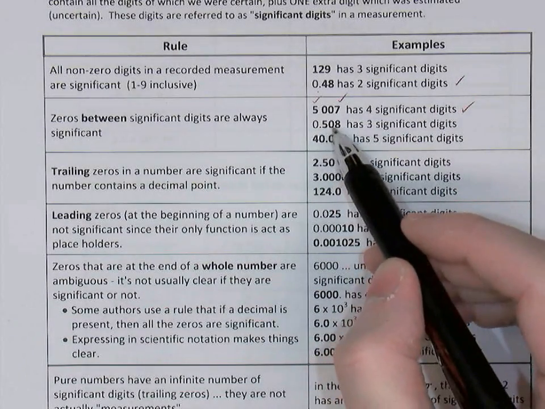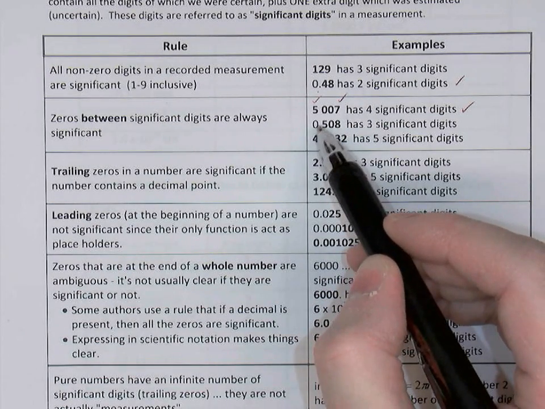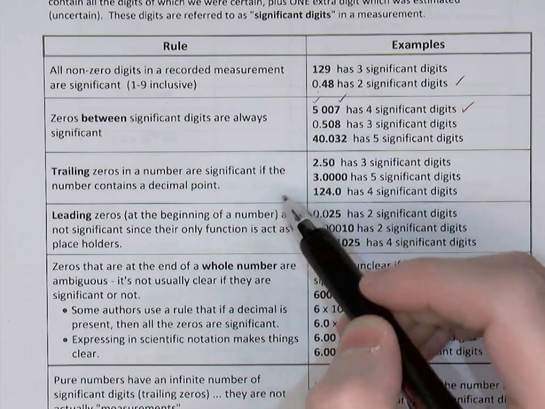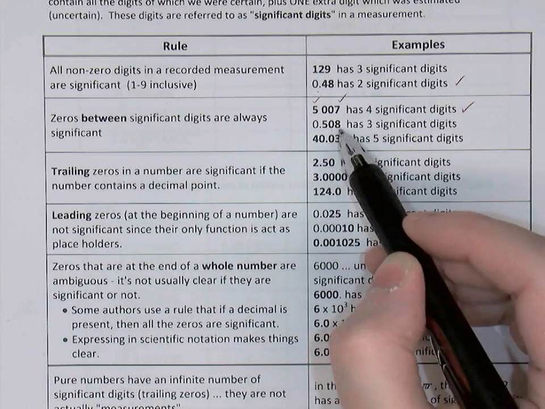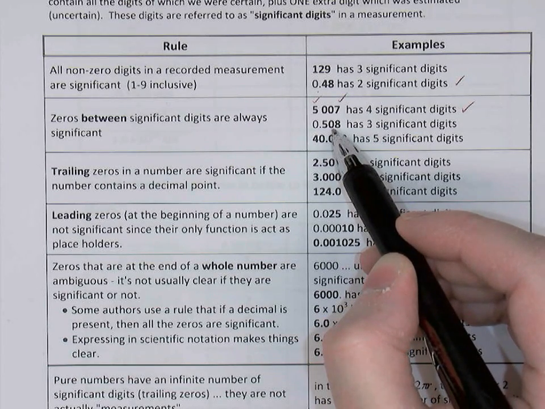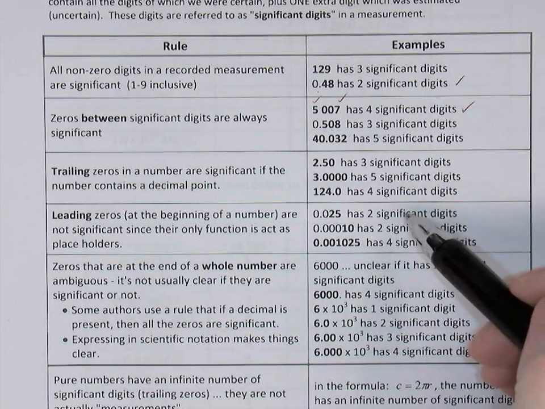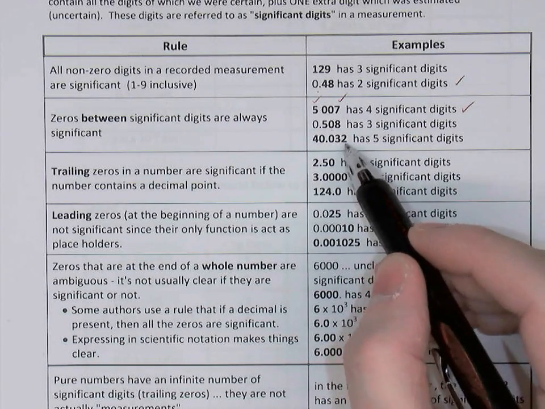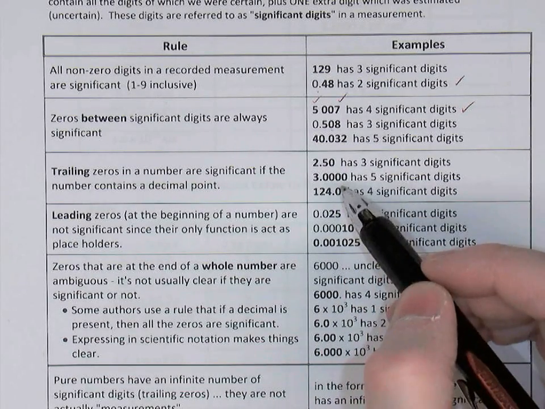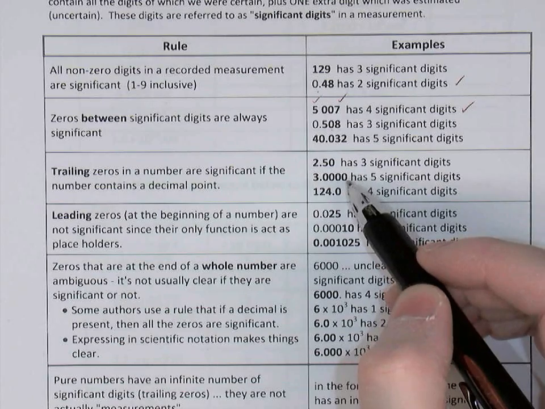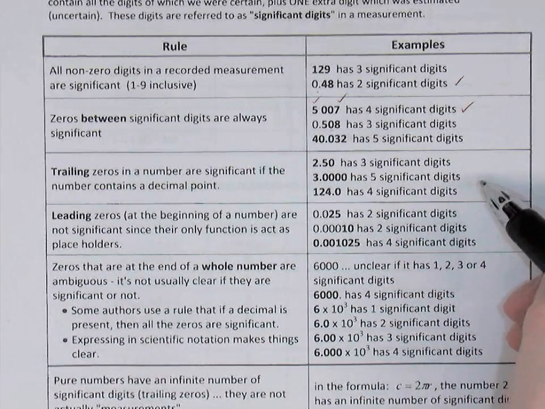In the number 0.508, we have this 0 at the front, which again is not going to be significant, and we're about to see why in just a moment. But this 0 is in between the 5 and the 8, so this 0 will be significant. So 0.508 has 3 significant digits. In 40.032, the 4 starts off as significant, the 3 and the 2 are significant, so the zeros in between will count as significant digits, so that number has 5 significant digits in it.